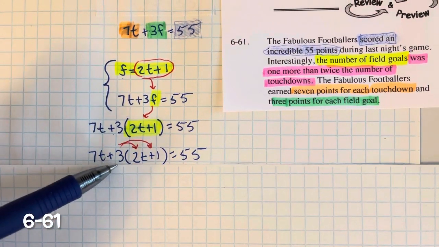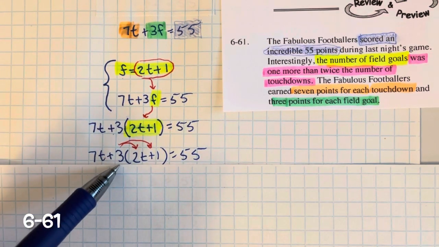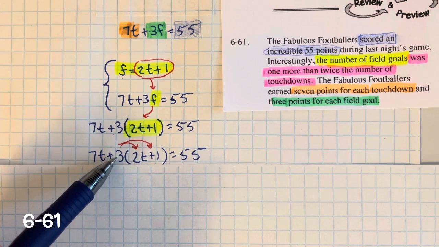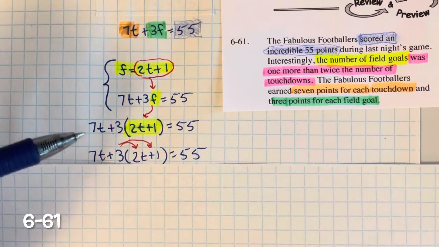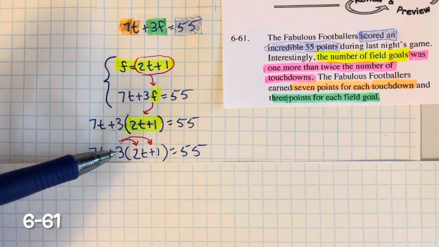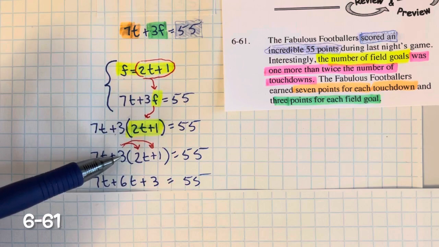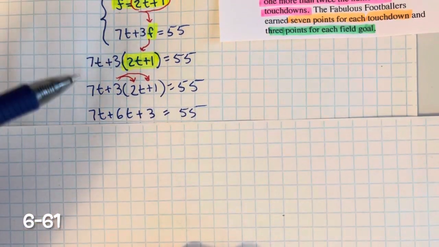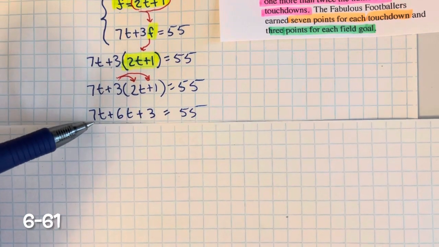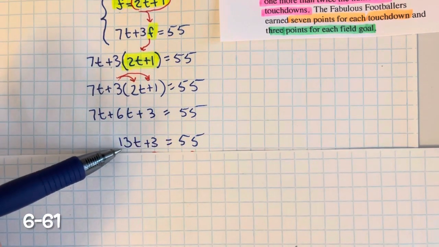Now we're going to follow order of operations, and we need to do multiplication first. So we're going to distribute this 3 to both terms inside the parentheses. And so we have 3 multiplied by 2t equals 6t. 3 multiplied by 1 is 3. Now we can combine like terms. We have 7t plus 6t, which equals 13t.